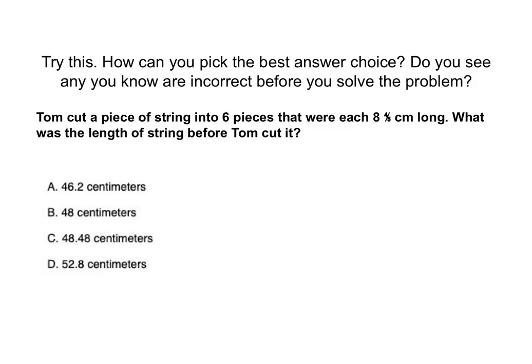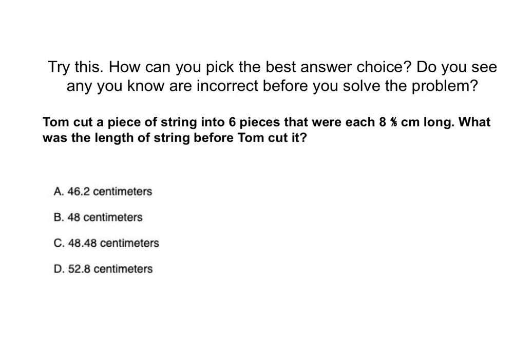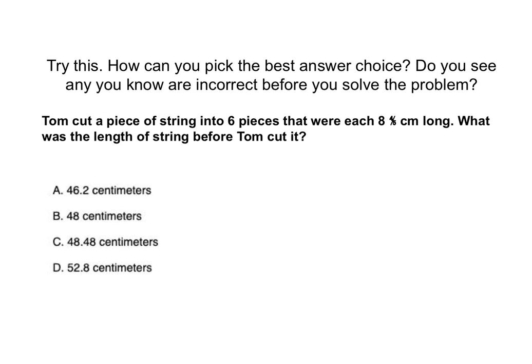Okay, so if I was looking at this, my estimate is going to be 6 times 8, but I know it's going to be a little bit bigger because it's not exactly 6 times 8. It's a little bit more than 8. And 6 times 8 is 48. So we might be tempted to say it was 48, but we know it can't be exactly 48, so we're going to cross that off.